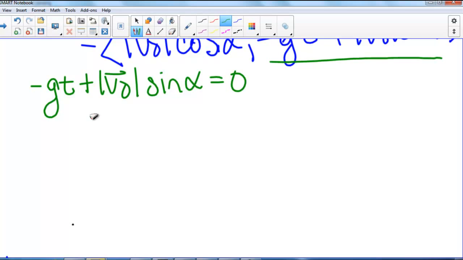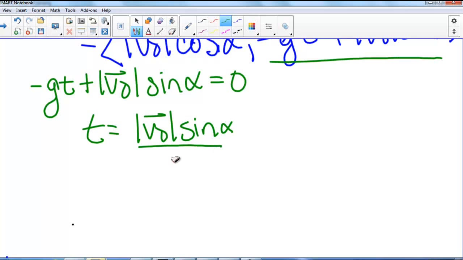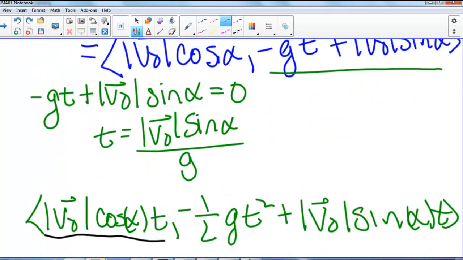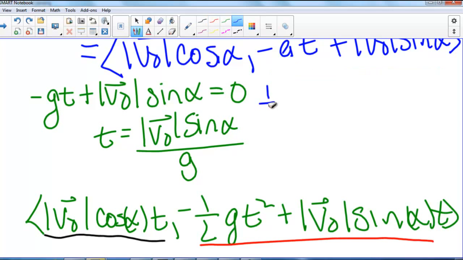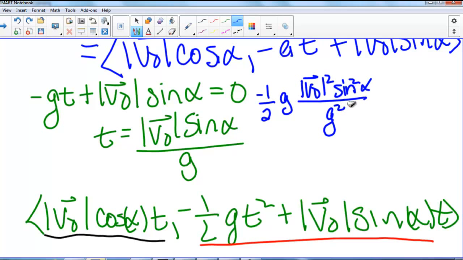So we get t equals magnitude of v naught sine of alpha over g, and we want to plug that into our position: negative 1/2 g times magnitude of v naught squared sine squared alpha over g squared, plus magnitude of v naught sine alpha times magnitude of v naught sine alpha over g. Let's go ahead and square that over there. So we get some cancellations.